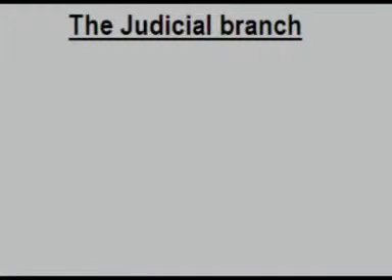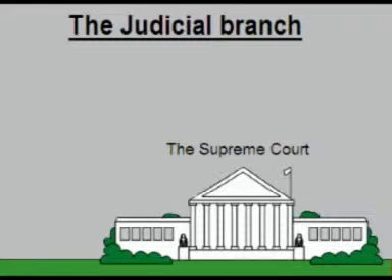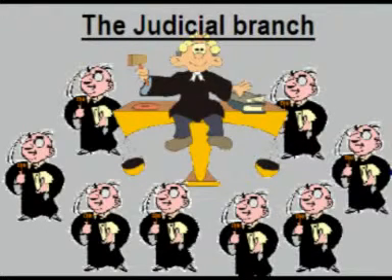The last branch is the judicial branch, the Supreme Court. This is the branch that explains the Constitution and the laws that are declared by the Congress. The Supreme Court is the highest court and cannot be overruled by any other court. There are 9 judges in the Supreme Court, 8 associate judges and 1 chief justice. The court must judge the president's acts, and they have power over him.